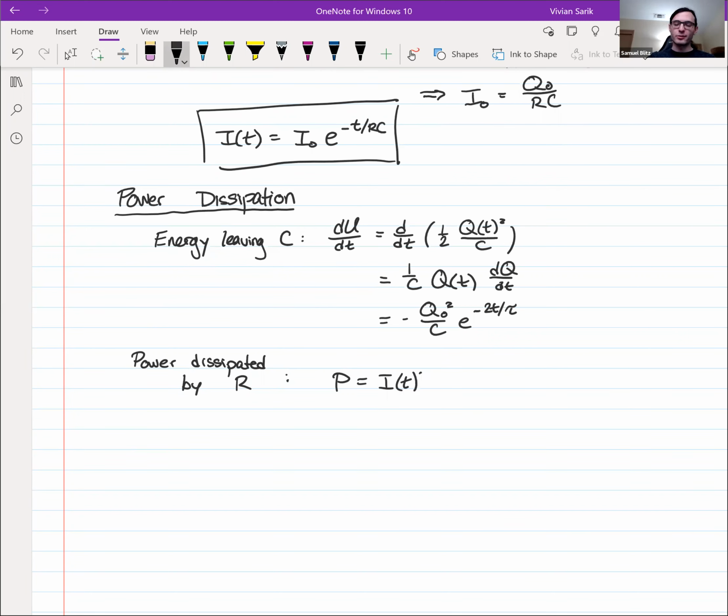And we know what I is. We have a formula up here. And we know what I naught is. I naught is Q naught over RC. And so we can just plug this in. This is Q naught squared over RC squared times the resistance times e to the minus 2t over tau, which is just equal to Q naught squared over C... hold on, something went wrong.